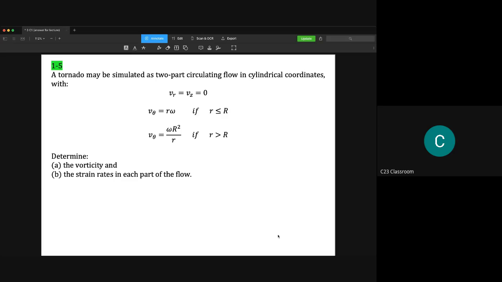Okay, and then we continue with this one. For example, we have a tornado. Maybe it can be simulated as two-part circulating flow in cylindrical coordinates. So the idea is, we learn about this in polar coordinates. So it can reflect the flow around a rotating cylinder, because you know a tornado is a rotating flow. So the equation must have vortex.